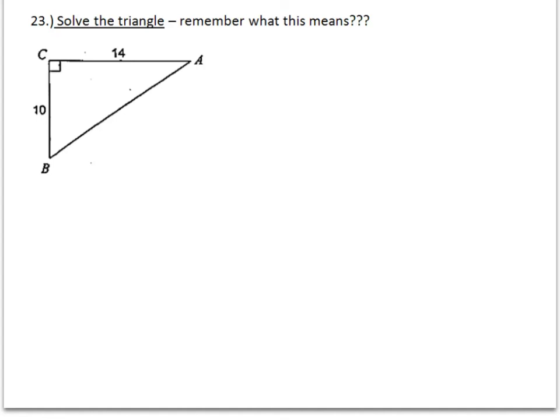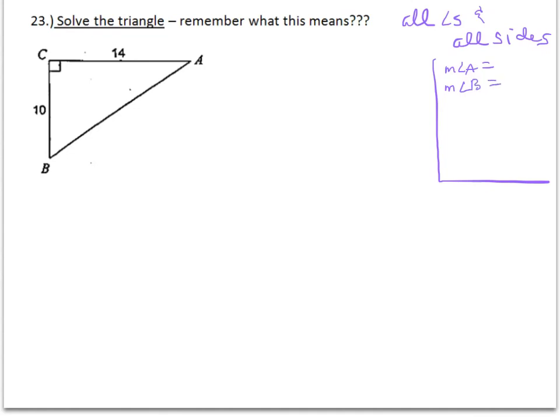Solve the triangle. So I put that hint. Remember what that means. All angles and all sides. So these are the ones where we set up this nice little table and had measure of angle A, measure of angle B, measure of angle C, which looks like our 90 degrees, then little side A, little side B, little side C. Little side A is across from big A, little side B is across from big B. So A is 10, B is 14.